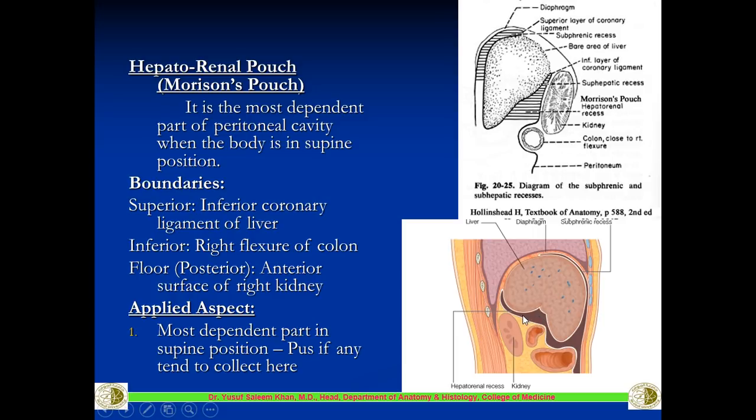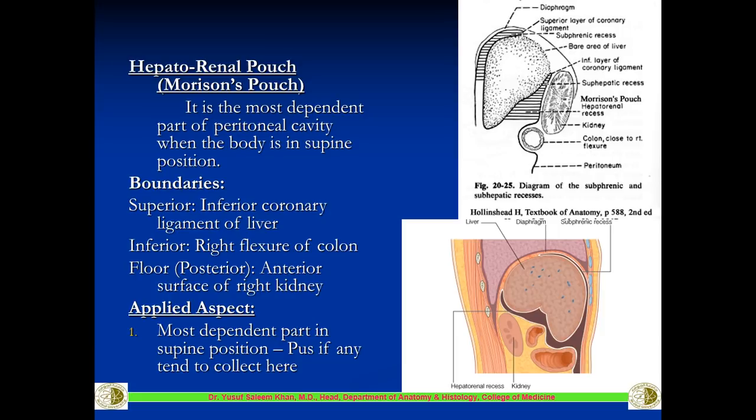Why is it important? Because this is the most dependent part. If the person lies down on his back in the supine position, and if there is any kind of pus or fluid in a small quantity, it will collect in this region. Ask the person to lie down on the back and wait for a few minutes, then do an ultrasound or pass a needle. If there is any kind of infection or pus, it will be easily seen through the ultrasound, or you can drain it through the needle.